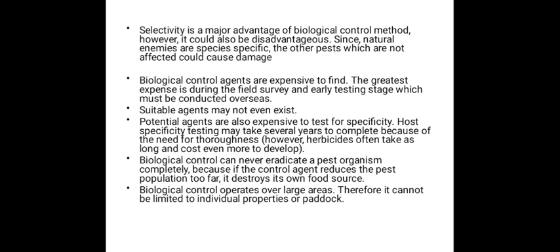Biological control can never eradicate a pest organism completely because if the control agent reduces the pest population too far, it destroys its own food source. Biological control operates over large areas, therefore it cannot be limited to individual properties or paddocks.